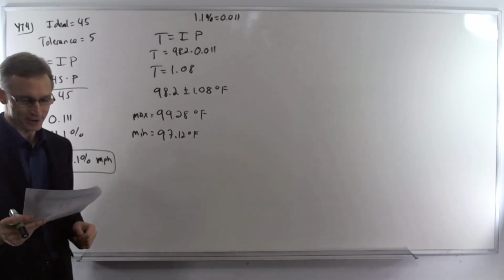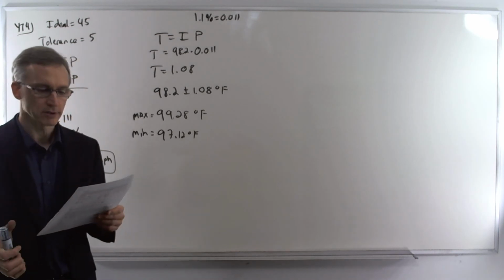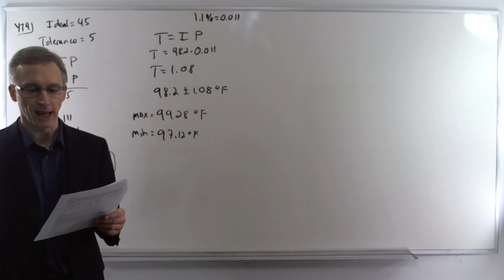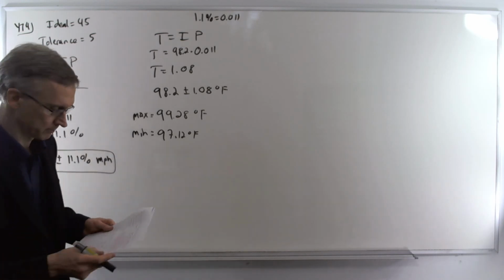All right, your turn, number 5. What's the range of acceptable weights for a 20-ounce box of cereal if the actual weight must be within 3% of the weight printed on the package?